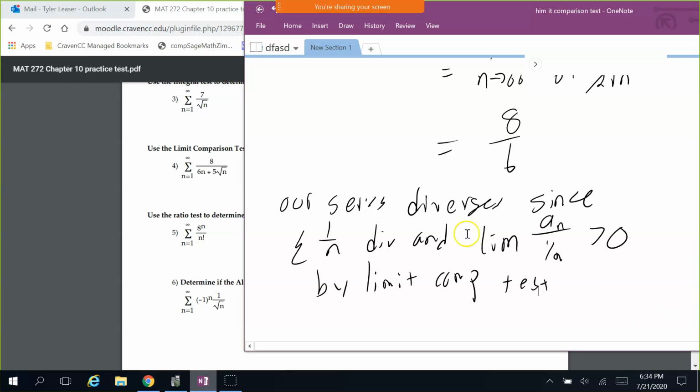All right, I know my handwriting is really bad. Again, sorry. Our series diverges since the series 1 over n diverges and the limit of the ratio of our series divided by the 1 over n series, that came out to be a positive number. By the limit comparison test, we know this is true.